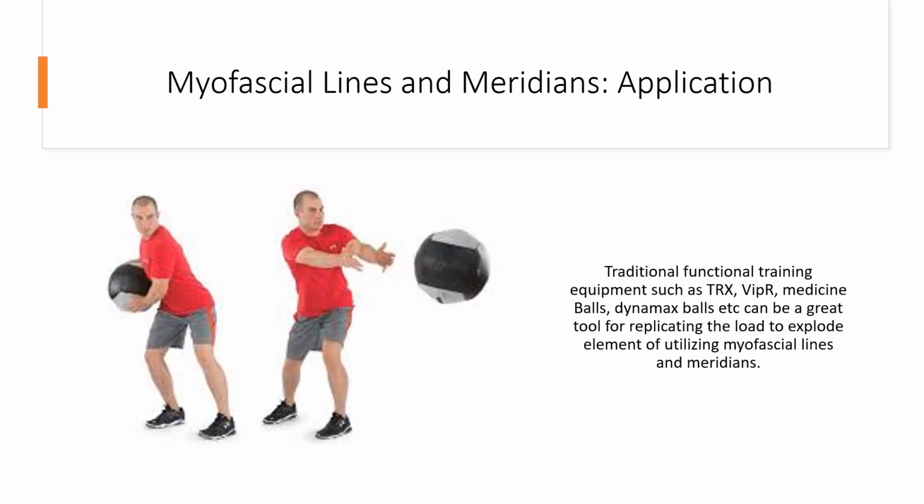When it comes to applying it into the gym or sport, things like TRX, Viper, medicine balls, Dynamax balls, and so on can be really good tools for replicating the load to explode element of utilizing myofascial lines and meridians properly. So it's that kind of deceleration to acceleration, load to unload, load to explode, all of that sort of stuff, where you have to be able to create length in certain structures to be able to generate enough force for you to spring back and accelerate, which is essentially what power is.